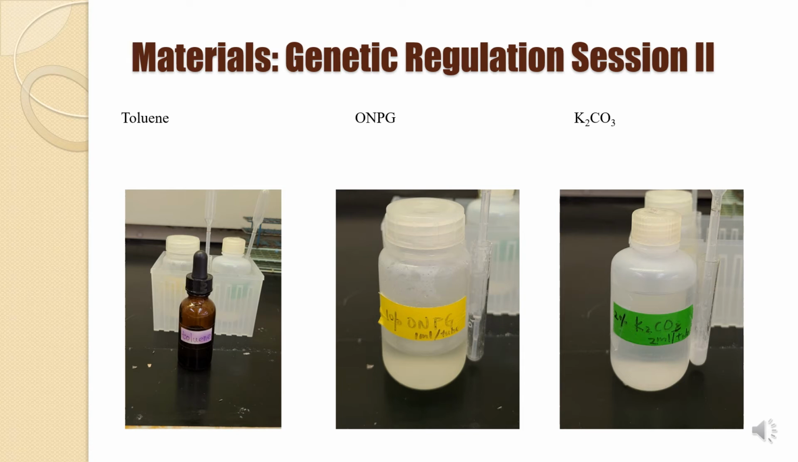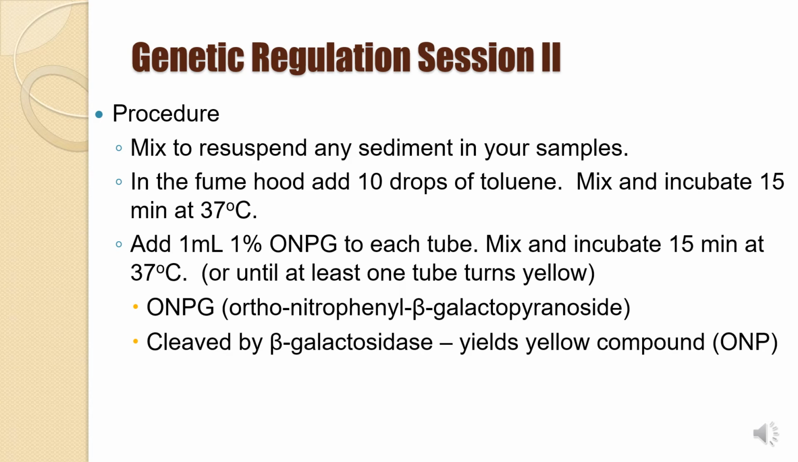Finally, our last material is potassium carbonate. Potassium carbonate will stop all reactions so we can observe and record the differences between the tubes that we have added ONPG and toluene to. The procedure goes as follows. We will mix to resuspend any of the sediments from our culture tubes we created in the first session of genetic regulation. Then, in a fume hood, we will add 10 drops of toluene. We then mix and incubate for 15 minutes at 37 degrees Celsius. This allows the toluene to permeabilize the cytoplasmic membrane and stop all enzyme synthesis.